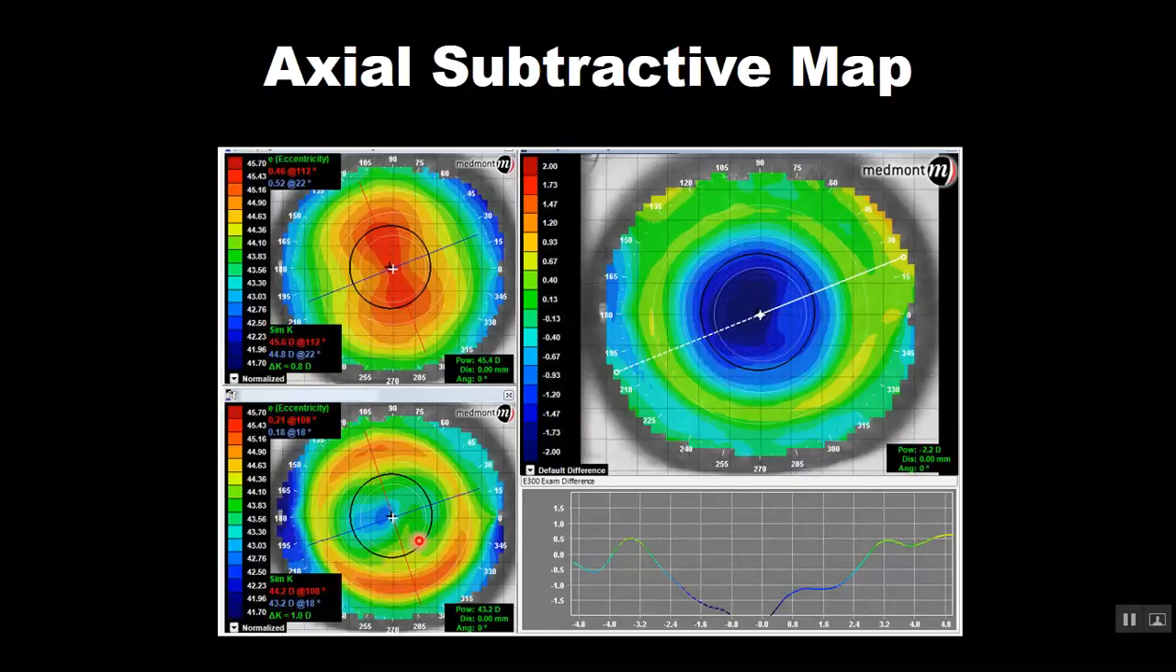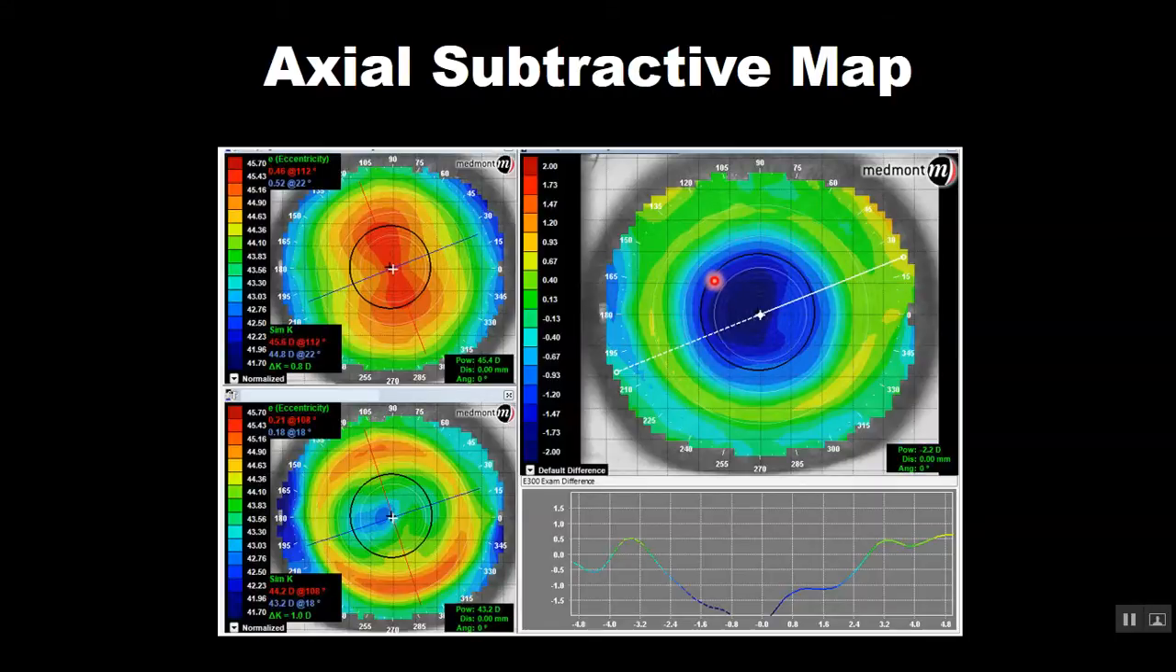Once you actually fit a patient, you have your pre-treatment map, your post-treatment map, and your difference or subtractive or comparison map. And this tells us many things about what happened after Ortho-K. Number one, the axial map tells us the treatment zone position, looking at this blue border and where it is in relationship with the black pupil.